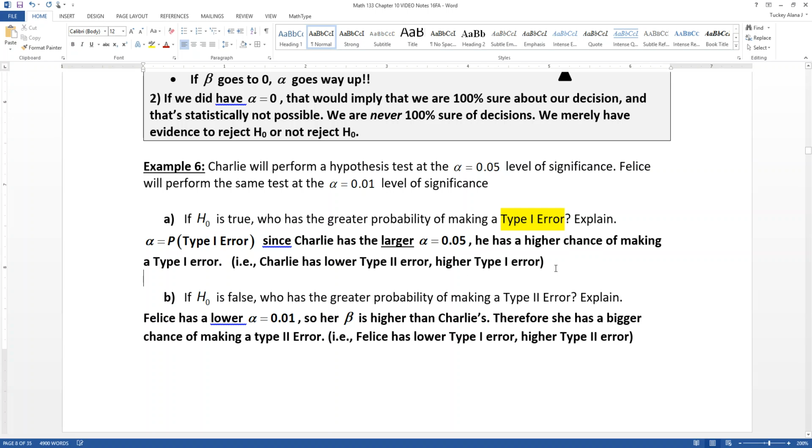I just wrote that a different way just to make sure. So Charlie has a lower type 2 error and a higher type 1 error. Felice has a lower type 1 error because her alpha is lower, but therefore she has a higher type 2 error, because if her alpha is lower, her beta is going to be higher.